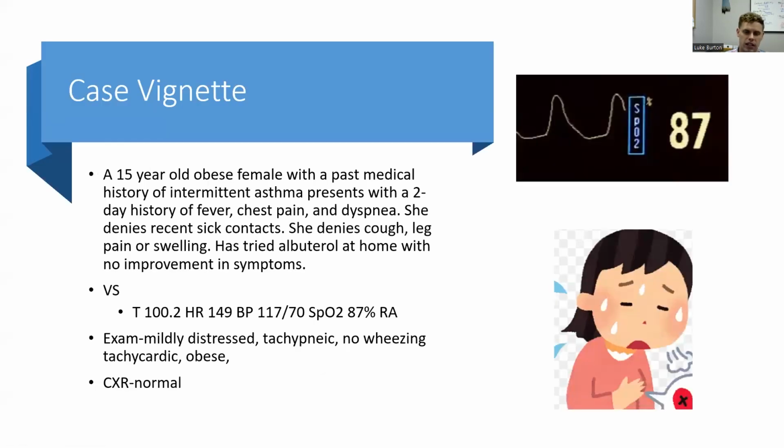We're going to try to make this a case-based setup. So the case for this talk will be a 15-year-old obese female with some history of asthma. She shows up with fever, chest pain, shortness of breath, and mild hypoxia. She tried albuterol at home. It didn't help. She remains hypoxic, tachycardic, hyperthermic, but not febrile. She's in some distress on exam, and your chest x-ray is normal.